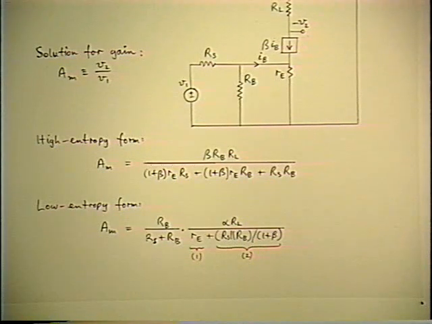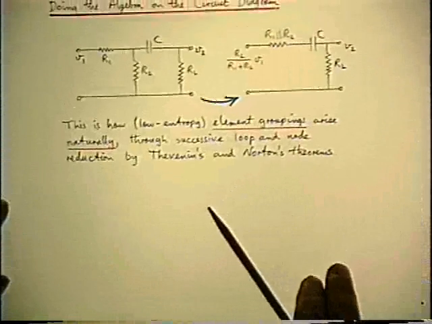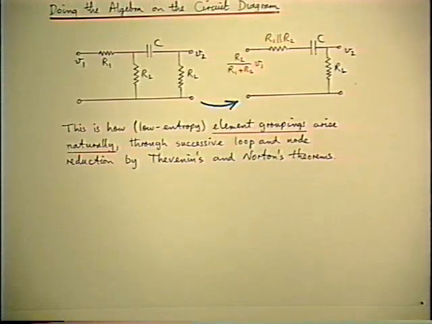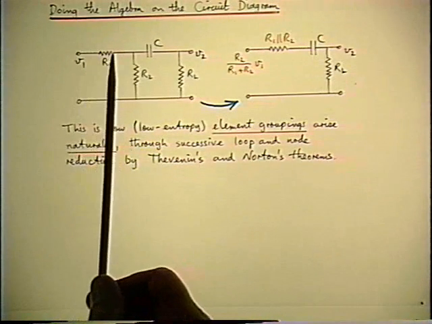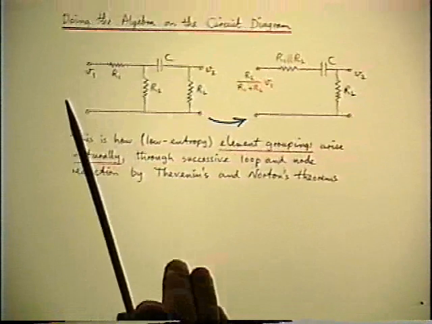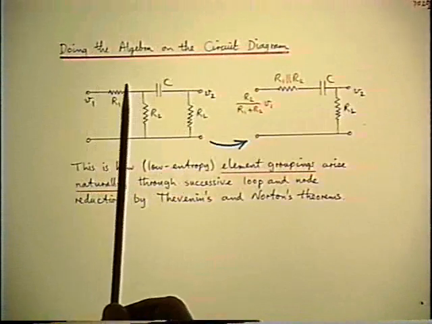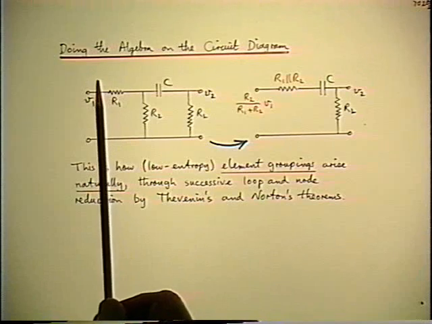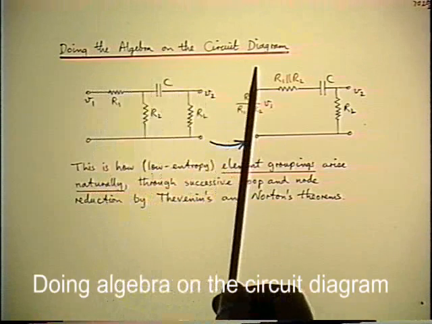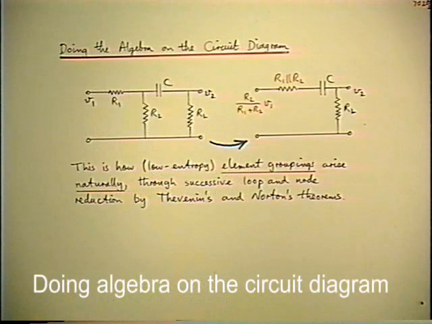So that's just one example of the useful form of the lower entropy version of that result. Another example of lower entropy, another technique in fact of the design-oriented analysis, is doing the algebra on the circuit diagram.